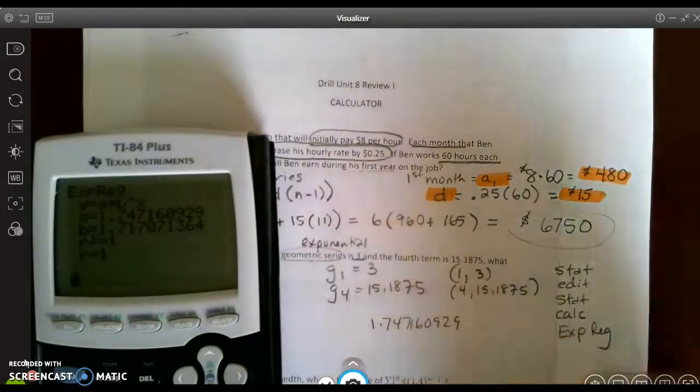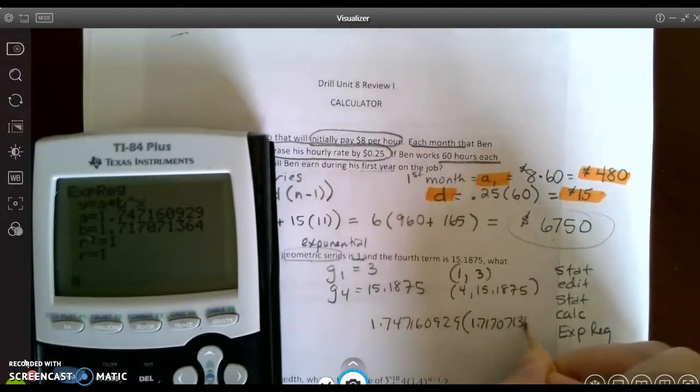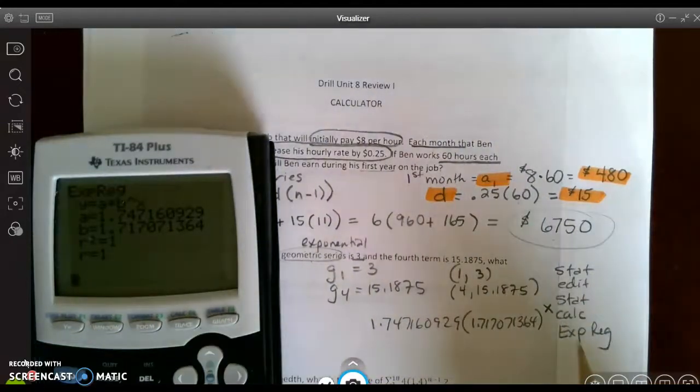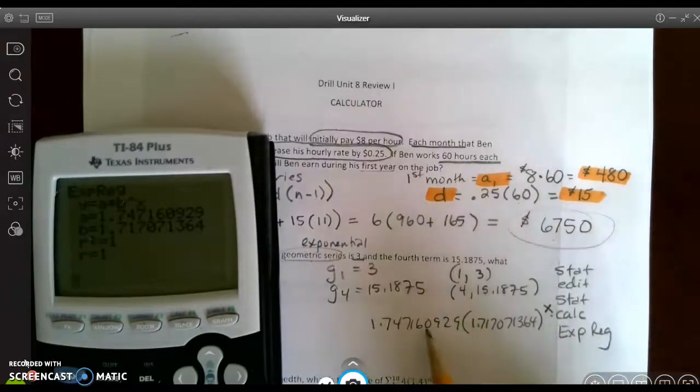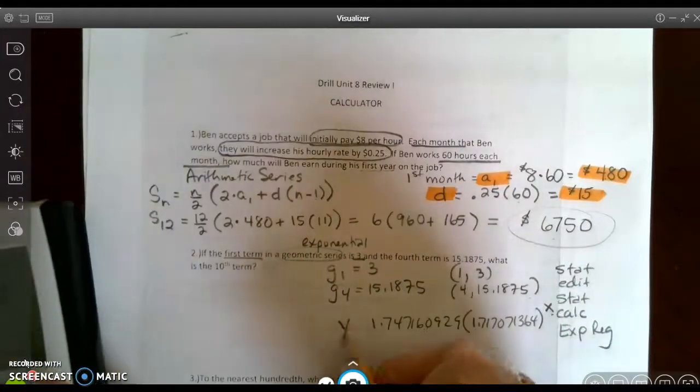1.74716029. I'm just going to write it all down. Times 1.7170711364 to the x power. Now notice the formula that it gives me is to the x, which means this is to the 0. This is the initial or starting amount. That's why it's not 3 to the x power. And that's why it is.